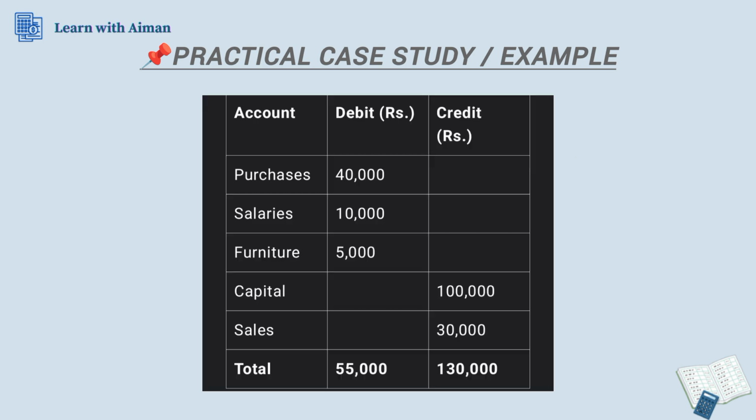Now let's prepare the trial balance. Here we take three columns. Number one is the account or account title. Number two is debit in rupees, and number three is credit in rupees.